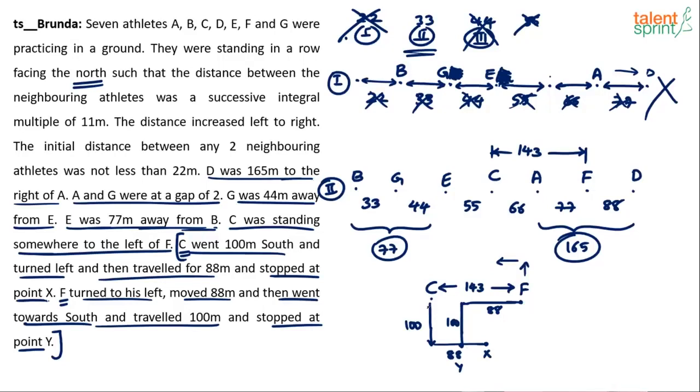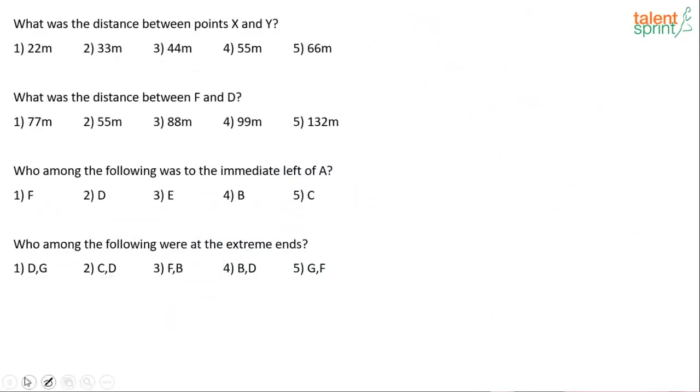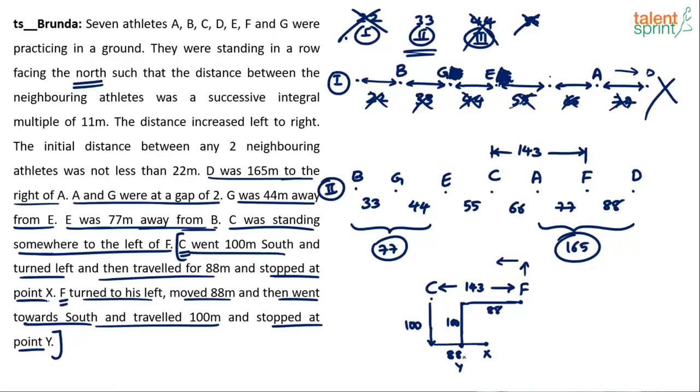Now basically, we can cut down this 100 and 100, since these are equal distances. Let's look at the question: what was the distance between points X and Y? How do you get it? C is here, F is here, and the initial distance is 143. I'm not considering the legs of 100 meters, because they do not change the distance between X and Y. Let me just take X and Y in the same straight line.